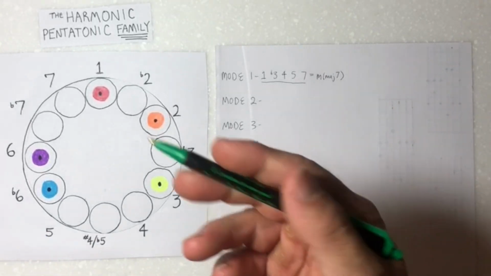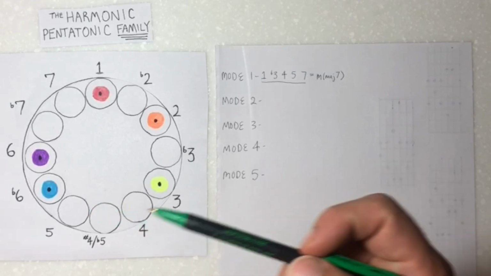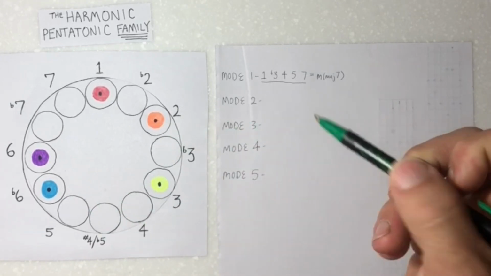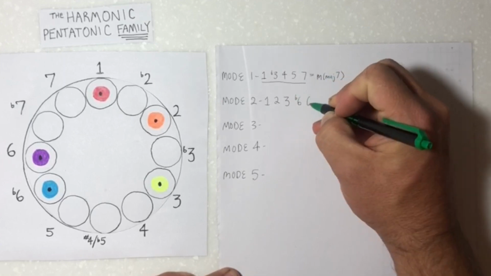Oh, what do you know? The one that was based on the major pentatonic, but now has this weirdness going on over here with it. So let's write these down: 1, 2, 3, flat 6, and 6.